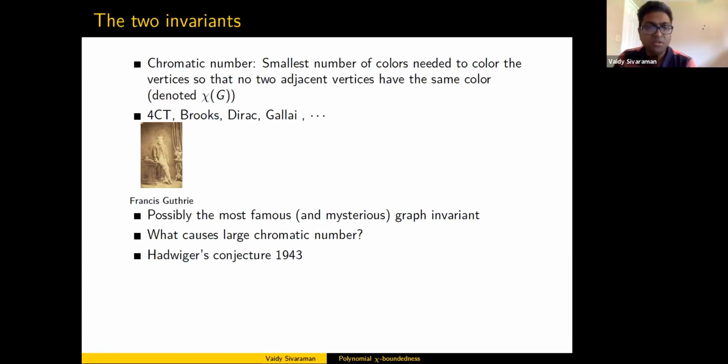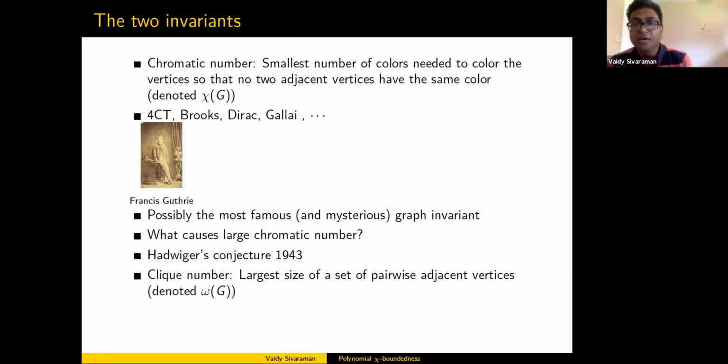Probably the single most famous problem in graph theory is Hadwiger's conjecture, which relates the chromatic number and the size of a largest clique minor. I will not go into this because that's not the subject today, but Hadwiger's conjecture can also be thought of as a chi-boundedness statement because it relates the chromatic number. The second invariant in the chi-boundedness relationship is the clique number.